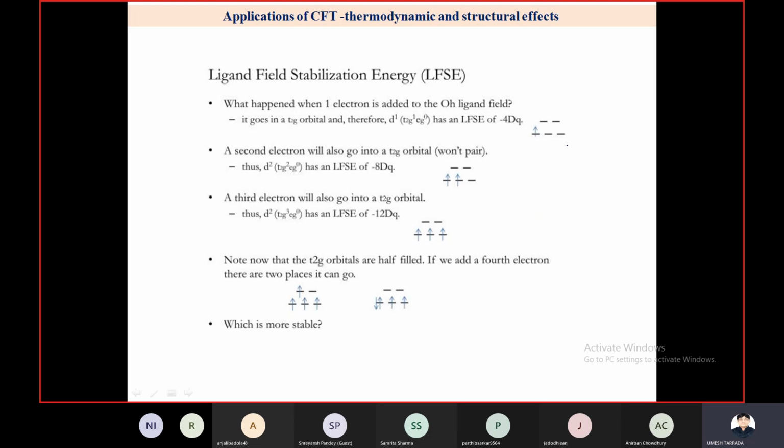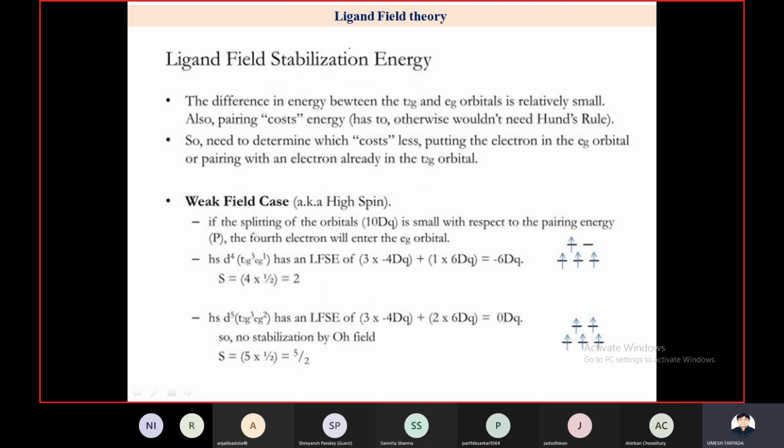High spin complex here, so the electron remains unpaired. Then you can predict which one is a more stable conformation. If an orbital is half filled, it is stable among all of them. See, this is a stable half-filled orbital, so that configuration is stable, and you get ligand field stabilization energy.